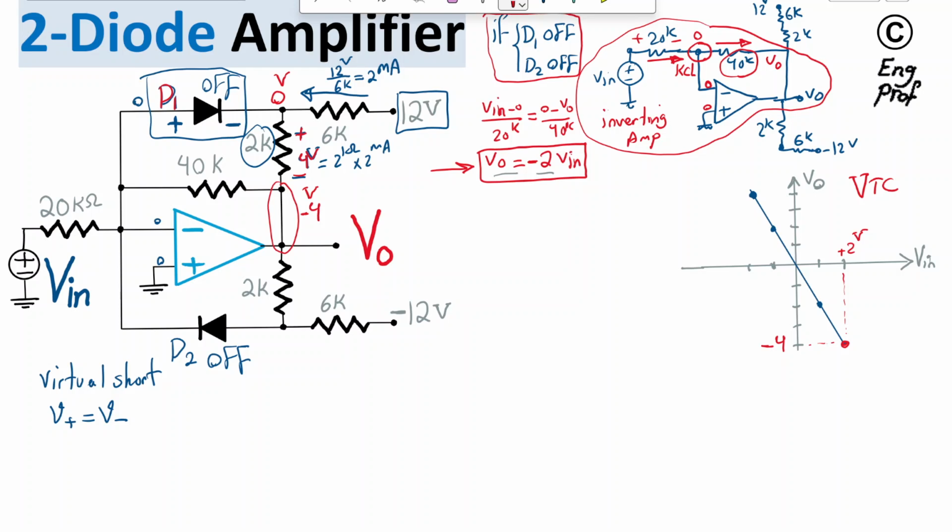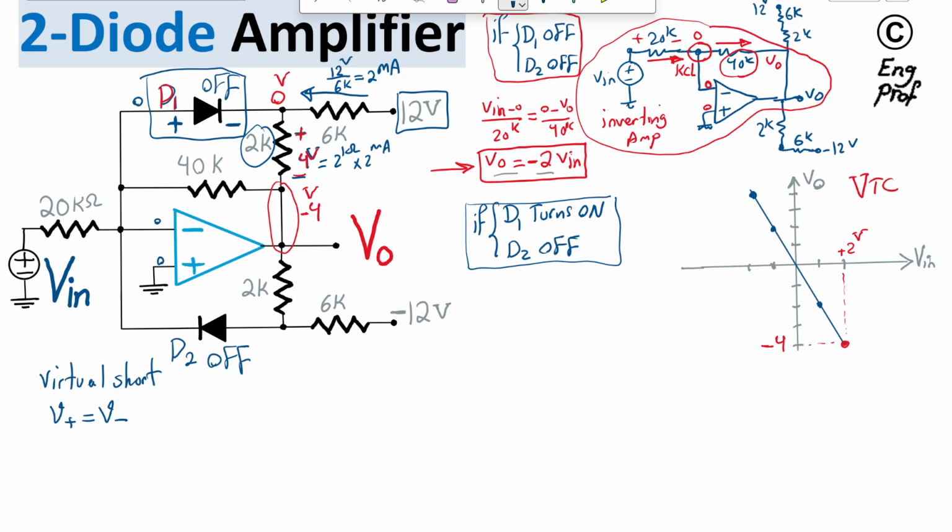Right at this point, the diode D1 turns on. So now D1 turns on and D2 is still off. So what is the circuit then? In this situation, the circuit is now as follows.